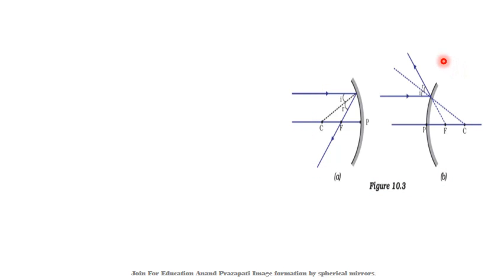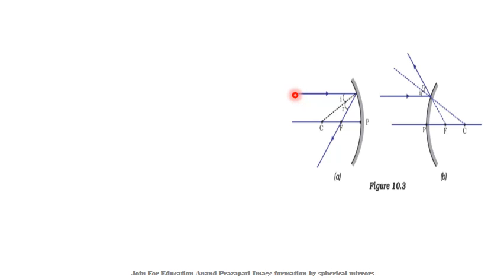Let us consider these two figures. This figure represents the concave mirror and this figure represents the convex mirror. Both are types of spherical mirror. So we have two types of spherical mirror. The first one is known as the concave mirror and the second is known as the convex mirror. The line joining P, F, C is known as the principal axis of the spherical mirror.